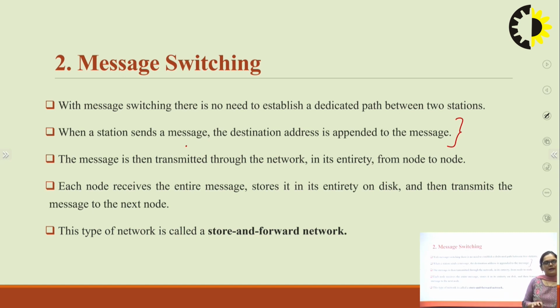And each node receives the entire message, data plus address, and it stores that entire message on the disk, and then it transmits that message to the next intermediate connected node. So this type of network is also known as a store and forward network.